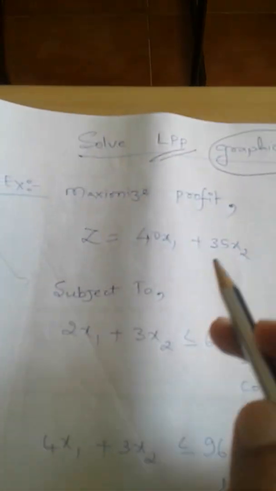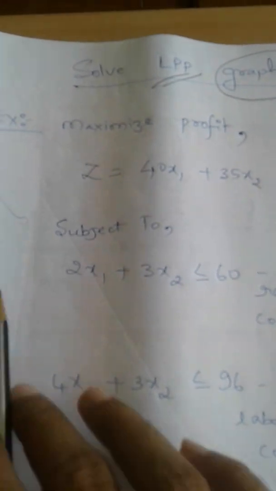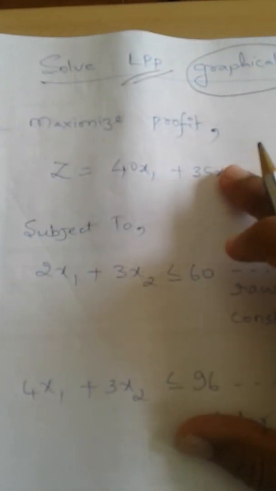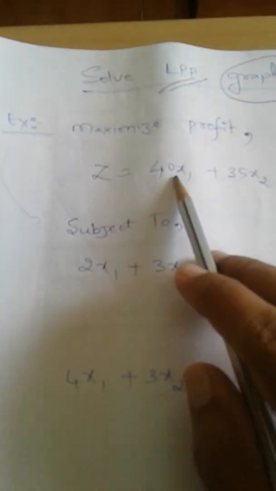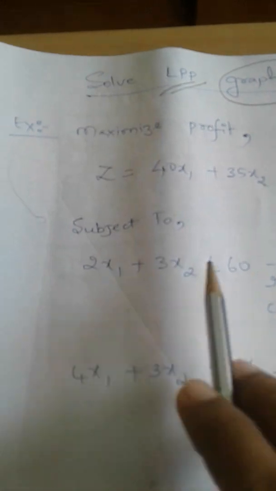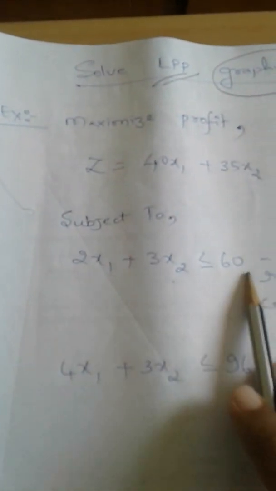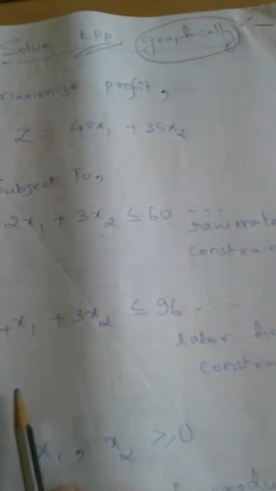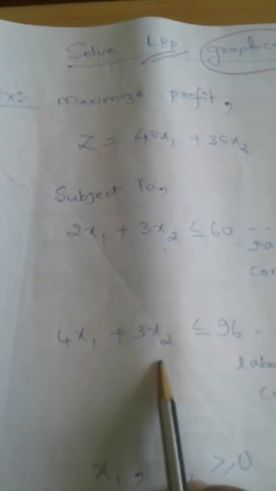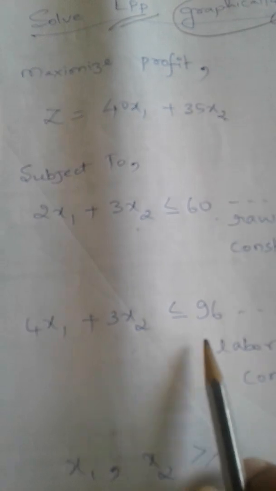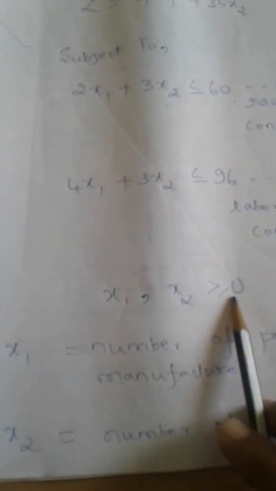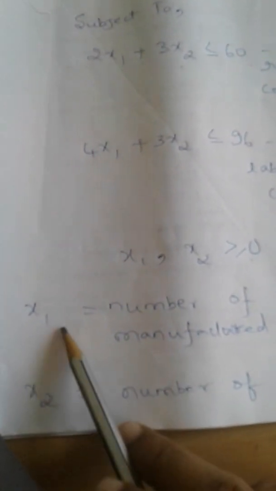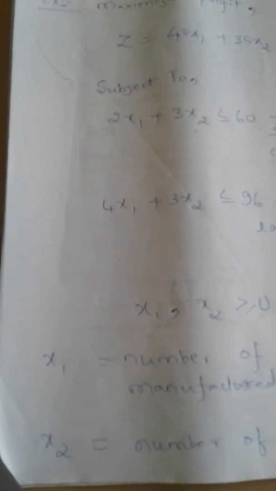Now this is the question statement. The same question we are going to use again. We solved this using the simplex method. This was example 1, if you are able to recall, where z is equal to 40x1 plus 35x2. The raw material constraint was 2x1 plus 3x2 smaller than or equal to 60. The labor hour constraint was 4x1 plus 3x2 smaller than or equal to 96. This was the whole context. Now x1 and x2, the total number of product A and product B, should be greater than or equal to 0. We have seen all this in the previous session.